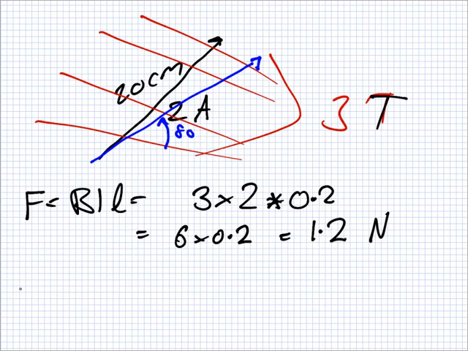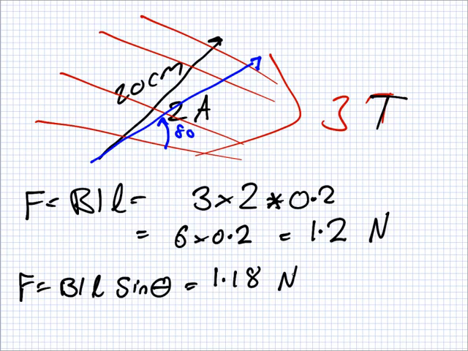So we get then F equals BIL sine theta, isn't it? Wasn't that our first formula? Sine theta? Yeah, so this would be 1.18 newtons.